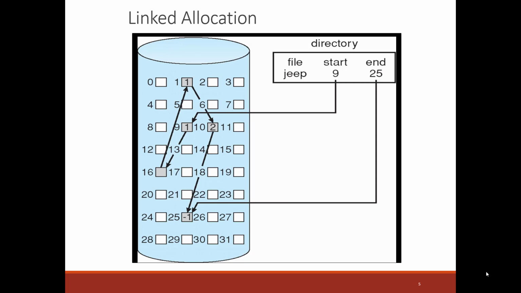Linked allocation solves that problem. Here's an example. I have a file, and the file's name is Jeep. It starts at storage block number 9. Within storage block number 9, there's a pointer to the next block, which in this case is block number 16 on the disk. Notice that 16 has a pointer in the block itself to storage block number 1. And then finally, storage block number 1 points to block number 10, and all the way to storage block number 25, which is the last block of the file. And so the Jeep file has 1, 2, 3, 4, 5 blocks backing it, and each block points to the next block. Notice if I wanted to grow the size of the Jeep file, I would just have to find a free block on the storage allocation on the disk and link it in. So this allows the file to grow.